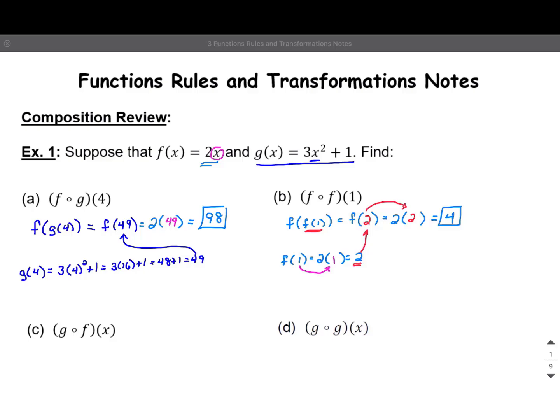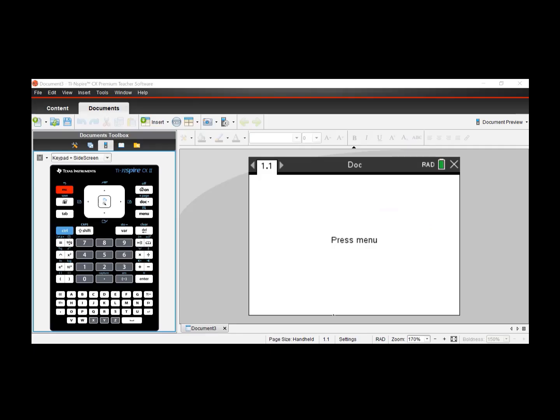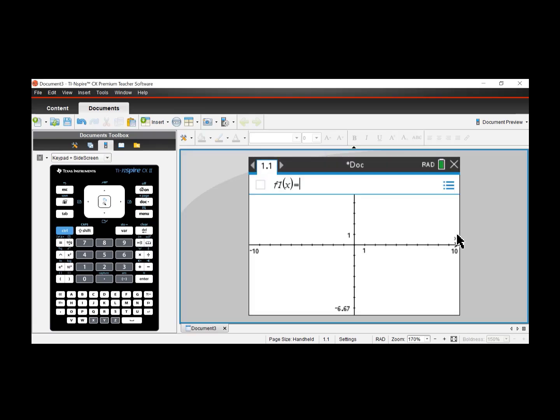Now I want to pause here and show you how you can do this on the TI-Nspire. So grab your calculators, and here we go. Okay, so here we are in a calculator. We're going to do menu. We're going to put in a graph page.